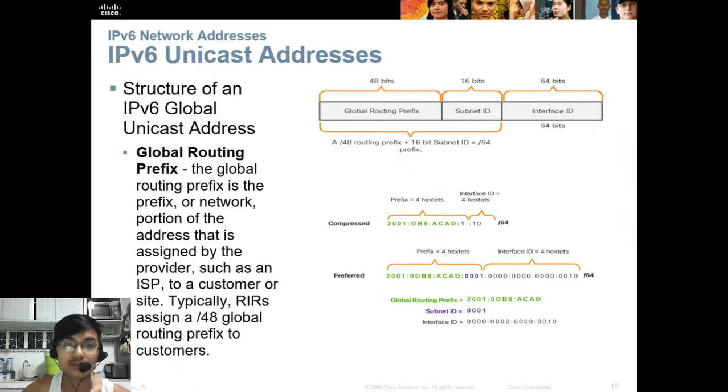IPv6 unicast addresses. Structure of an IPv6 global unicast address. The global routing prefix is the prefix or network portion of the address that is assigned by the provider, such as an ISP, to a customer or to a site. Typically, RIRs assign a /48 global routing prefix to customers.